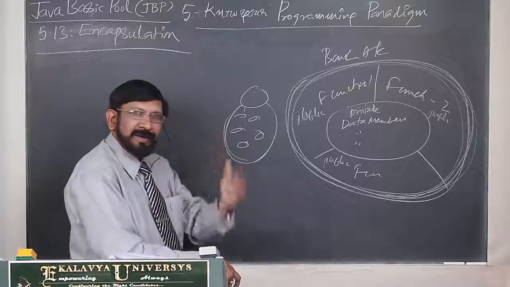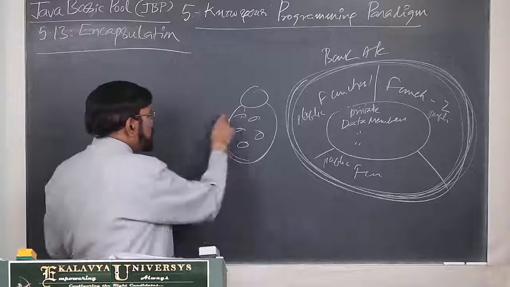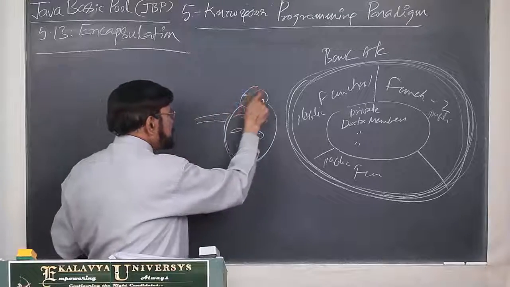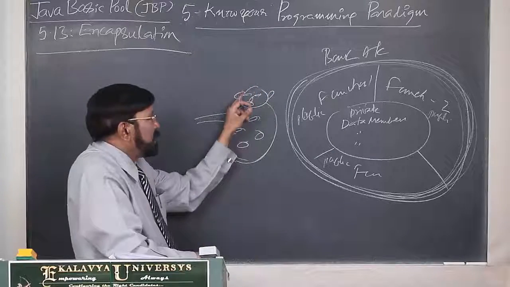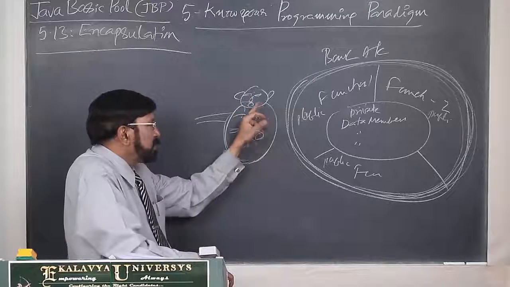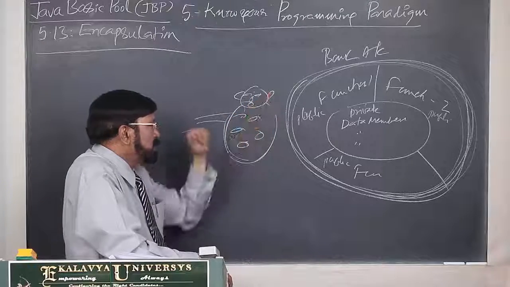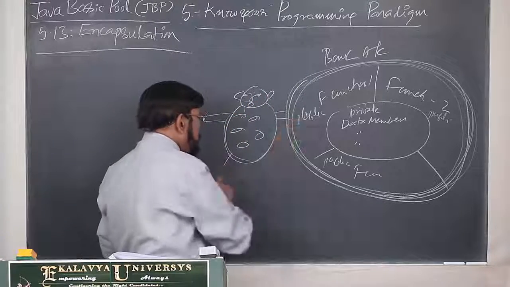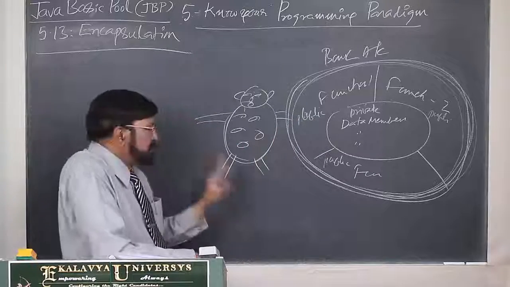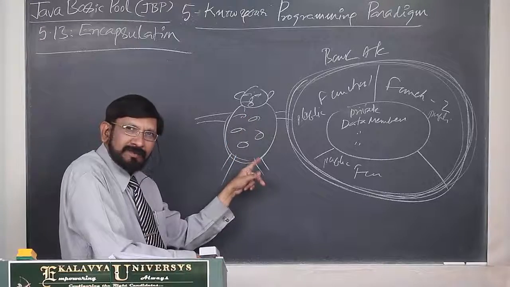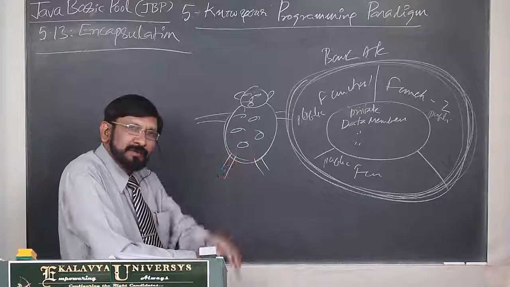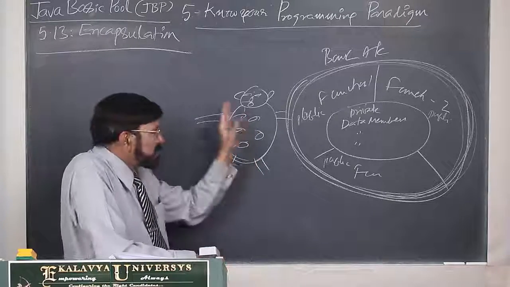Now how are you interacting with other people? Your interfaces are there. What are your interfaces? Your eyes, your nose, your mouth, your ears, your hands, your legs, etc. These are the interfaces, public interfaces and private organs. By that, you are able to interact with others. Okay, forget about a person.